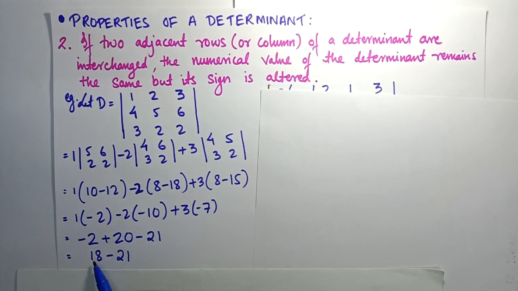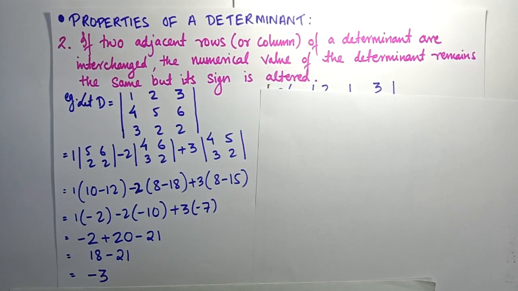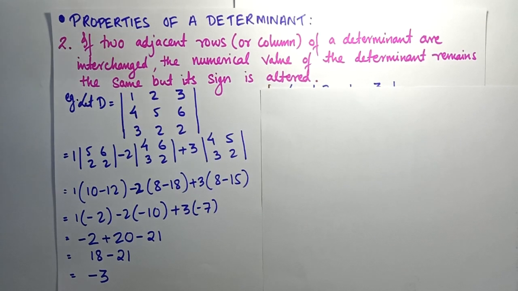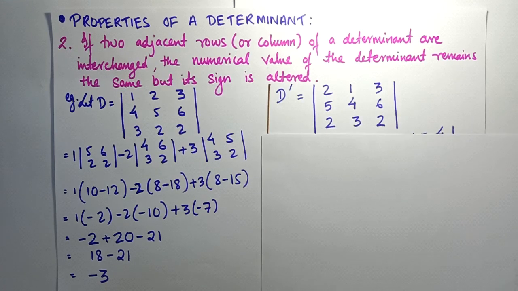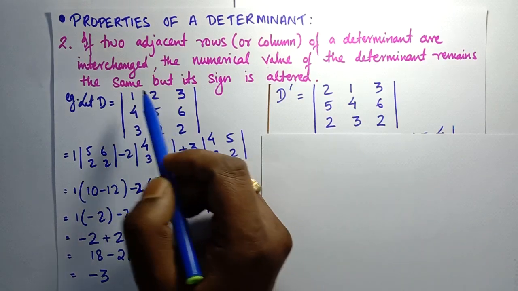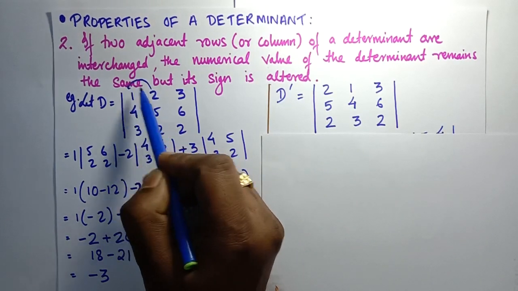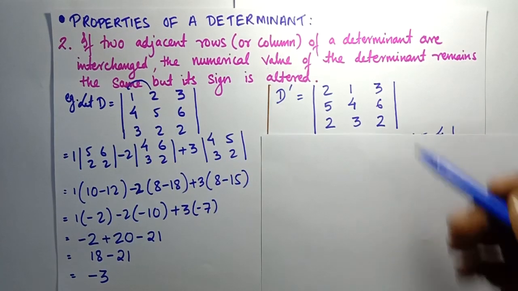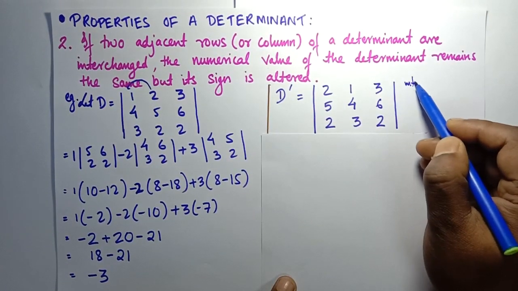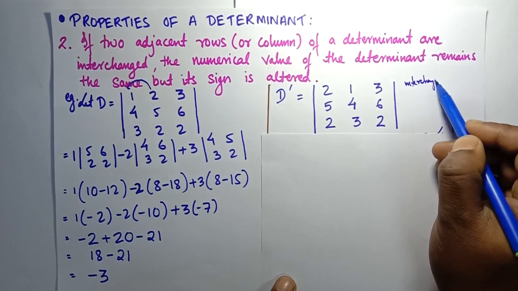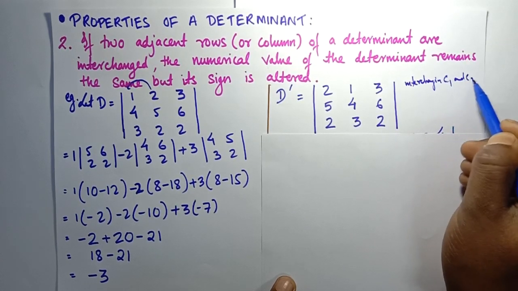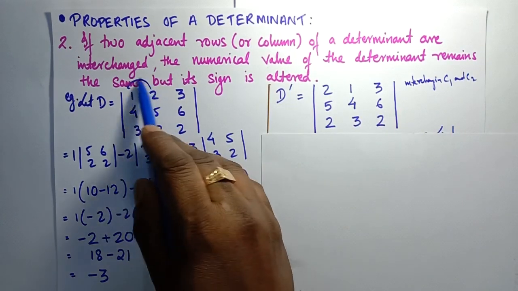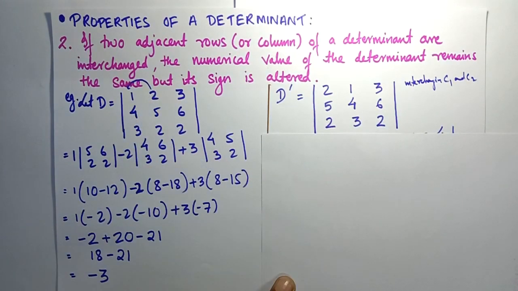So this and this, 18 minus 21, so I got minus 3. Now I'll change any two rows or any two columns. You can see I have taken D dash. What I have done here is interchanged C1 and C2. That means C2 has become C1 and C1 has become C2.